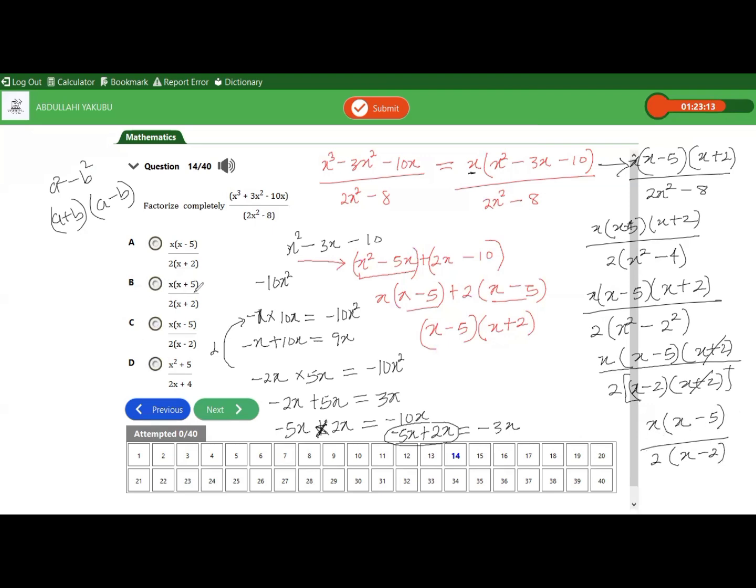So looking at the options here, I think the correct option is x into x minus 5 all over 2 into x minus 2. That is option C. I hope this is understood.